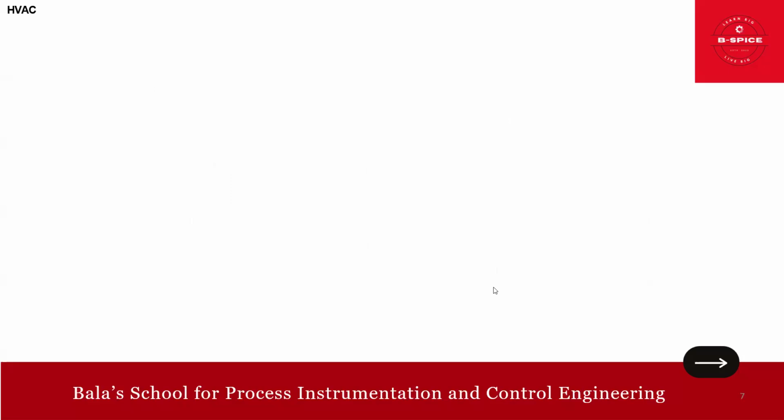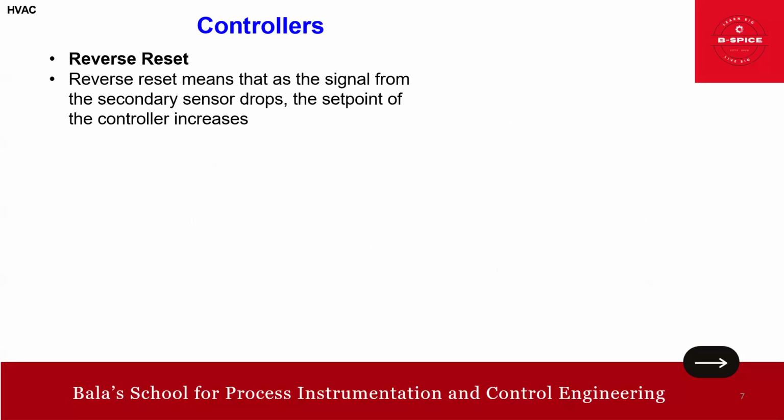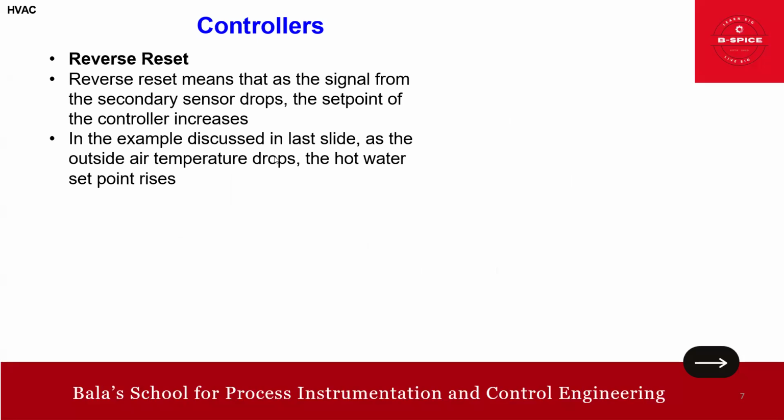Okay. Then very important, what do you call reverse reset and what do you call direct reset. Reverse reset means that as a signal from secondary sensor drops, the set point of the controller increases. This is the reverse reset. In the example discussed in the last slide, as the outside temperature drops, the hot water set point rises, right?